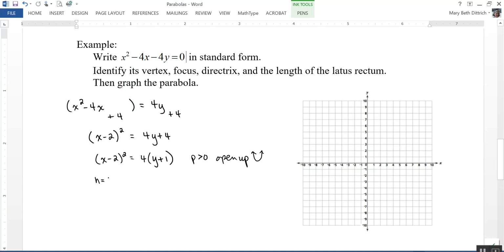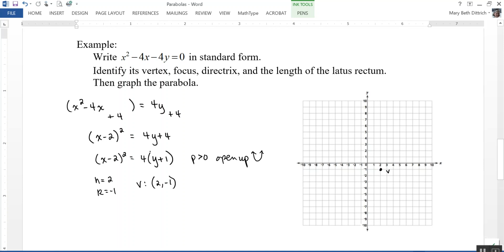h is equal to 2, k is equal to negative 1. So my vertex is going to be the point (2, negative 1). So I think I'm going to go ahead and graph that. (2, negative 1), there's my vertex.